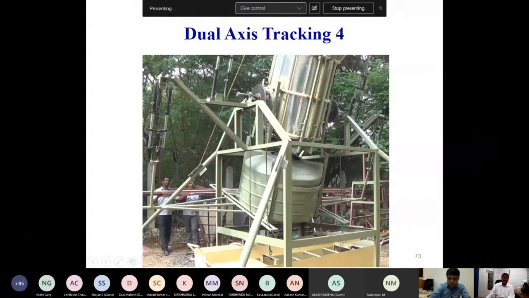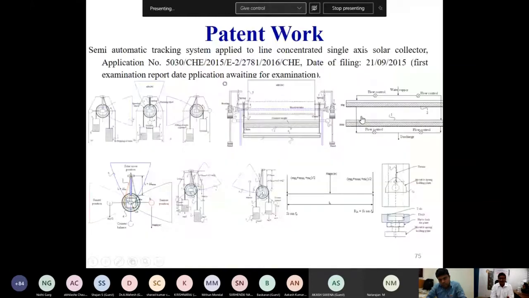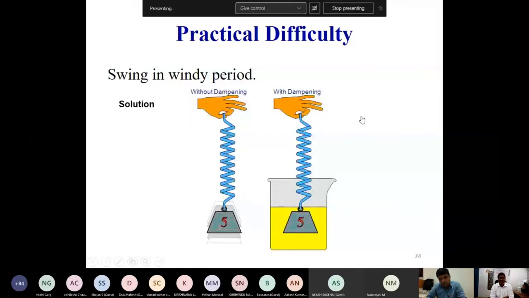In this tracking mechanism you can also see the suspension system. This is the hydraulic suspension system, an automobile two-wheeler suspension as it is. This has been assembled here. After adding the hydraulic suspension, we saw the collector move smoothly, without any vibrations or oscillation caused by the wind. This is our observation: without suspension, and with hydraulic suspension.